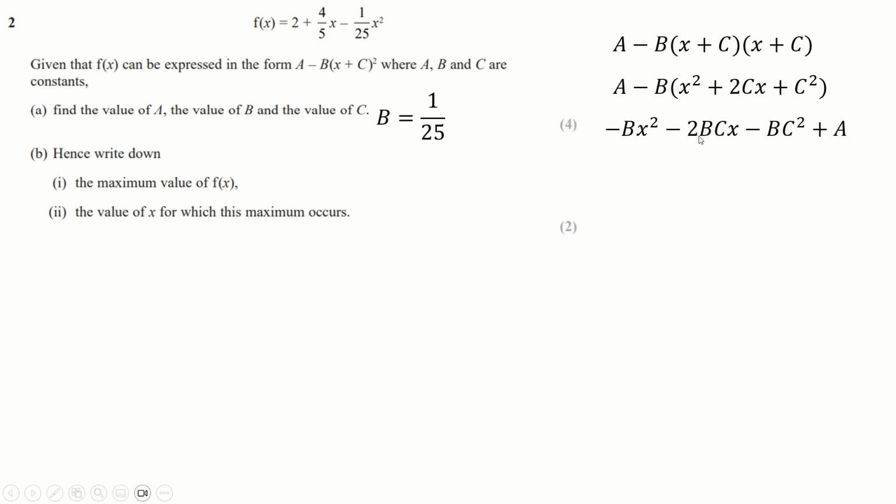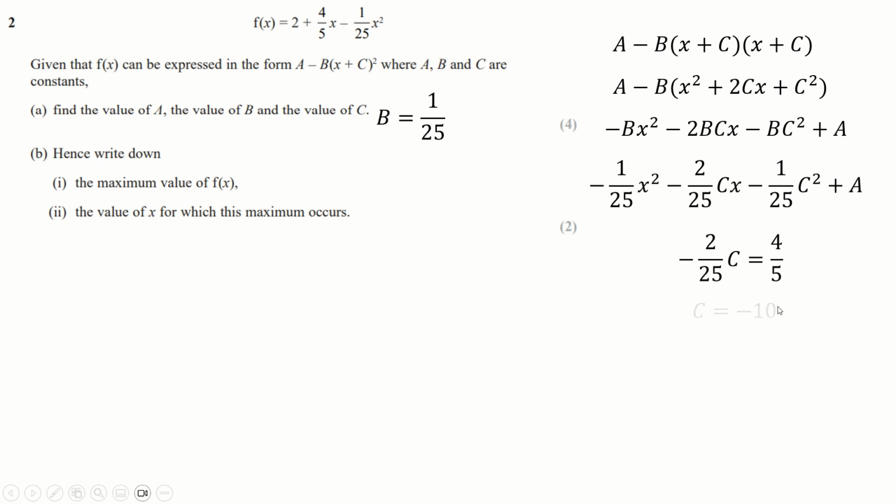If B is a 25th, then we can replace it here, and that means -2/25 C is 4/5, and of course we can times by 25 divided by 2 and get C is -10. And then we can finally look at this object here and say all of this stuff needs to equal 2. Yeah, but of course C is 10 squared, -10 squared is the same thing. And you get A as this, and therefore we can write it out like this.